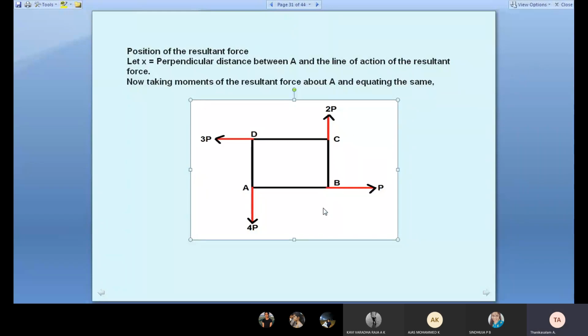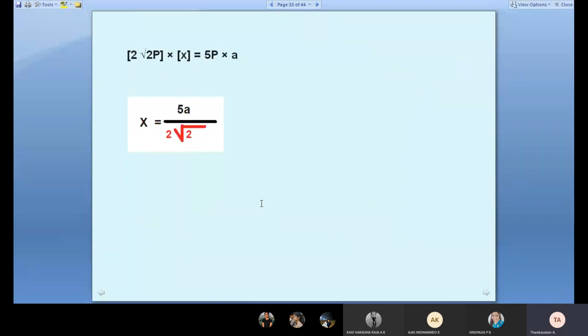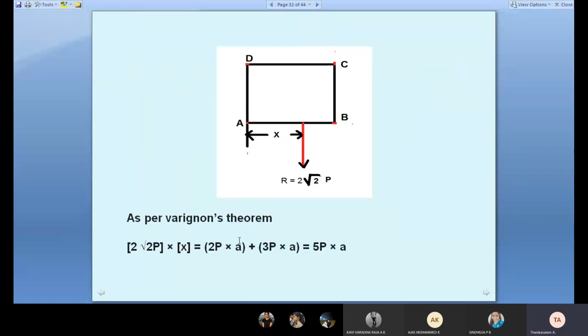So what are the forces not giving moment? The P is acting towards A, that's why it is not giving. It goes through A, that's why not giving. And the 4p also not giving. So only 2 forces give moment. What are the forces? 3p and 2p. The distance is not mentioned here, so generally in the square we take the side as a. Therefore 3p into a and 2p into a. Both are anti-clockwise. Students understand? So I have written here 3p into a, 2p into a.